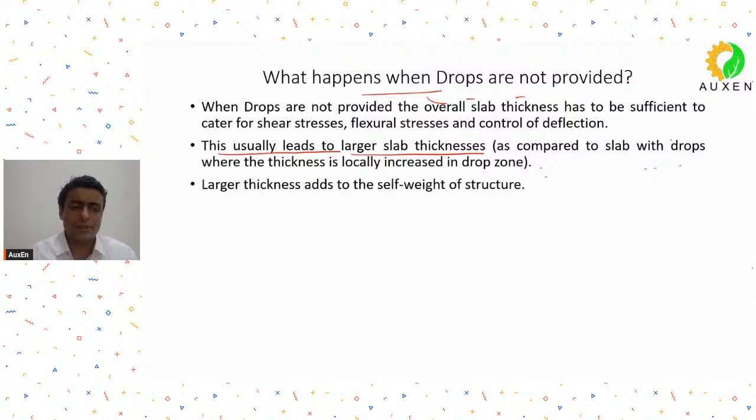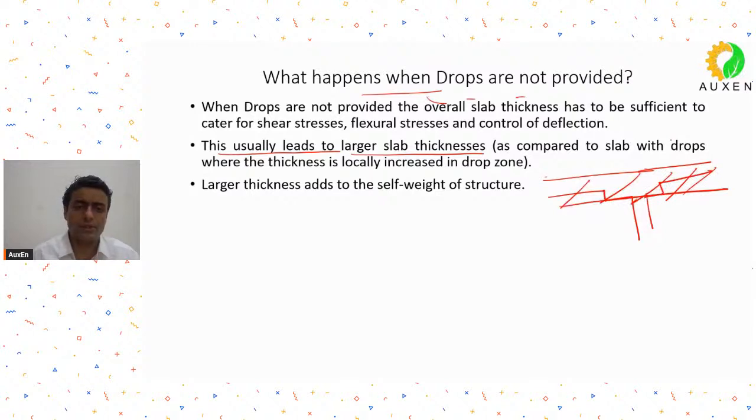And because of the larger thickness, because now instead of providing a sleek system with drops like this, you are providing a uniform large thickness overall, what will it lead to? It will lead to high self weight of the structure. Do you agree? So the larger thickness adds to the self weight of the structure. What happens if your system starts becoming bulkier and bulkier? The columns have to take more and more loads, right? You have to increase the sizes of columns so that they cater to this additional load because you are providing a uniform thickness.